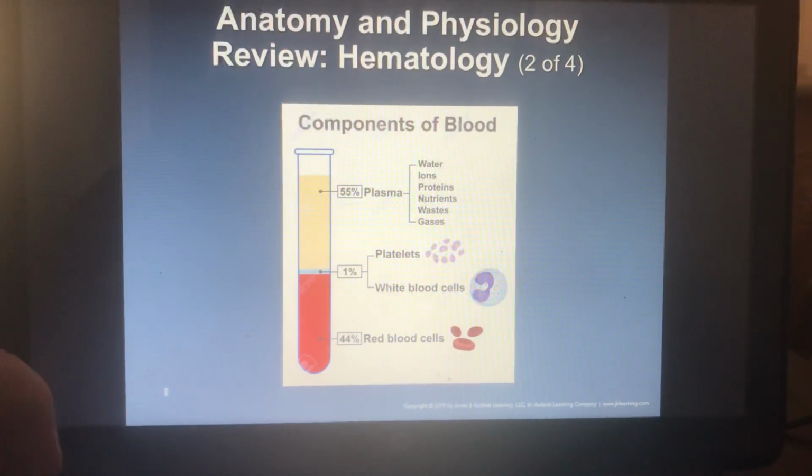All right, let's review the blood. 55% is plasma. Inside the plasma, you can have water, ions, proteins, nutrients, waste, gases. 1% makes up the white blood cells and the platelets. We did talk about that in immunology. And the other 44% is red blood cells.